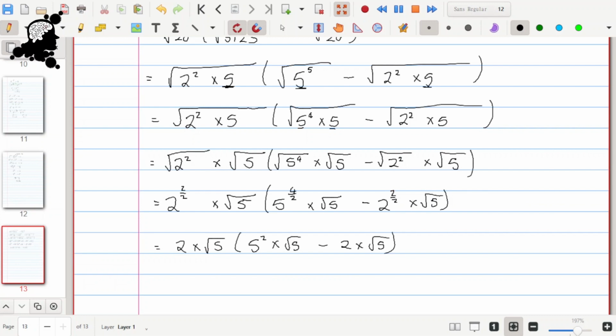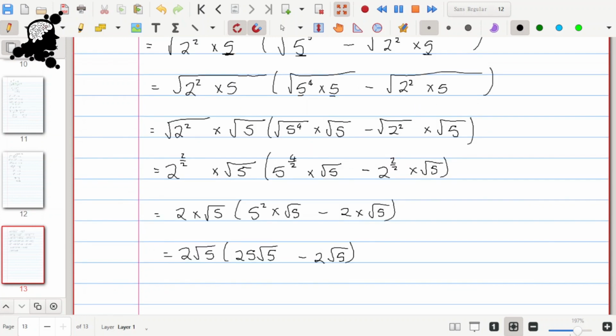Let's simplify the 5 to the power 2. I can write this as 2 root 5 into 5 squared, which is going to give me 25 square root of 5, minus 2 square root of 5. Now, inside of the brackets, I've got like terms. You can think of this as being 25x, and this is minus 2x. 25x minus 2x, we know this is going to give us 23x. So how do we identify like terms in surd form?